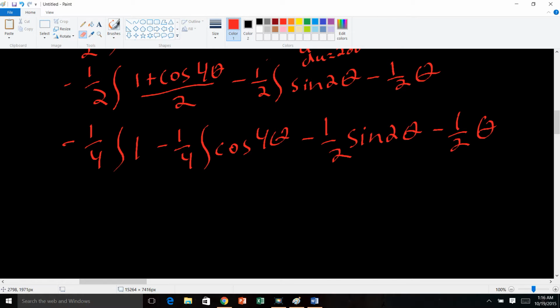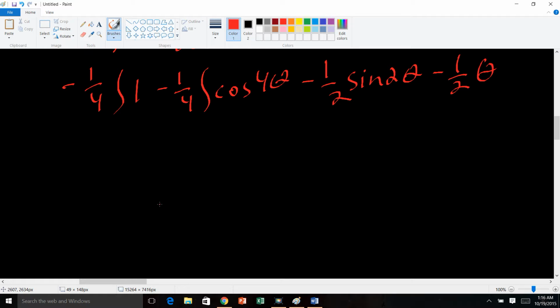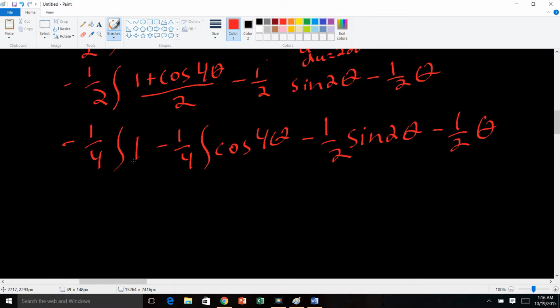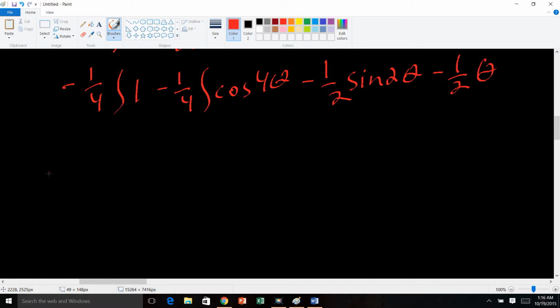Actually, let's just do this right here. Bring it back to black, and go back to our brush. Okay, so these two terms here are already solved for. We can already solve for that. That's -1/4 theta.